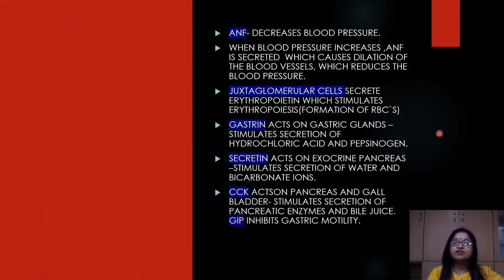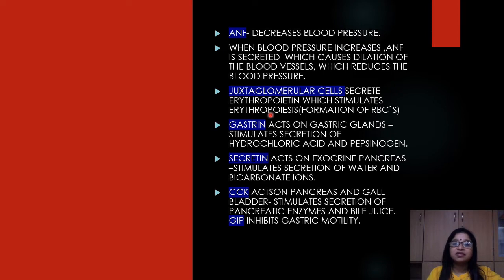Where does the ANF come into action? The atrial natriuretic factor decreases the blood pressure. So whenever the blood pressure increases in our body, the ANF is secreted, which causes dilatation of the blood vessels, and as a result there will be some reduction in our blood pressure. The juxtaglomerular cells, which are from the kidneys, the JG cells, secrete erythropoietin, which stimulates, as the name suggests, erythropoiesis.